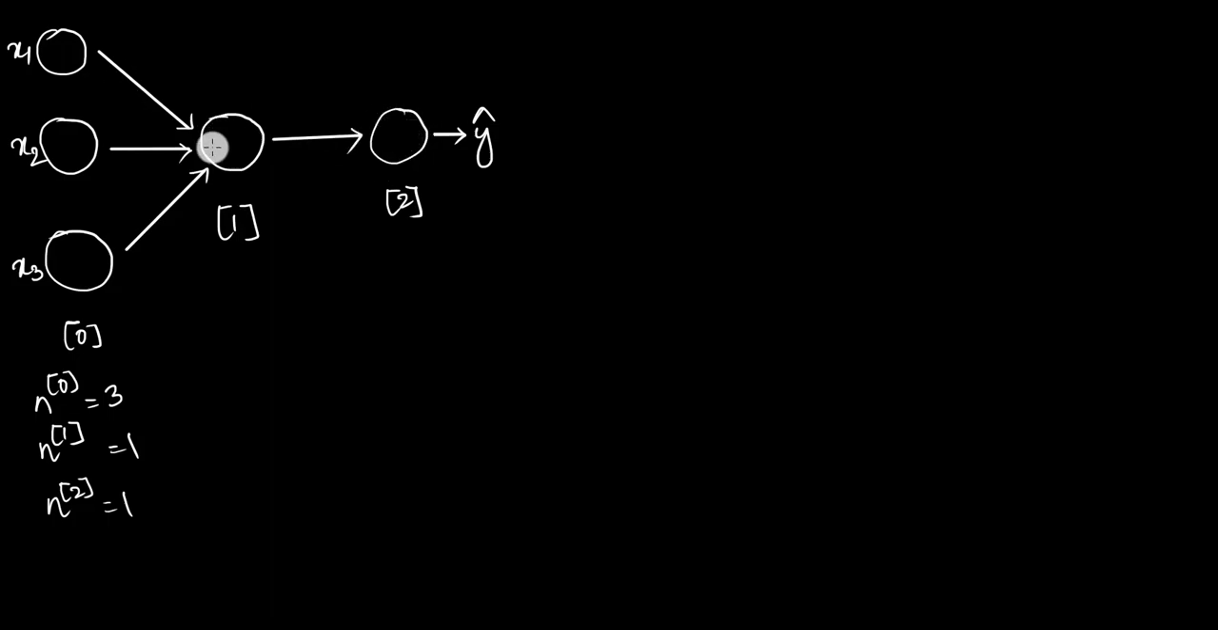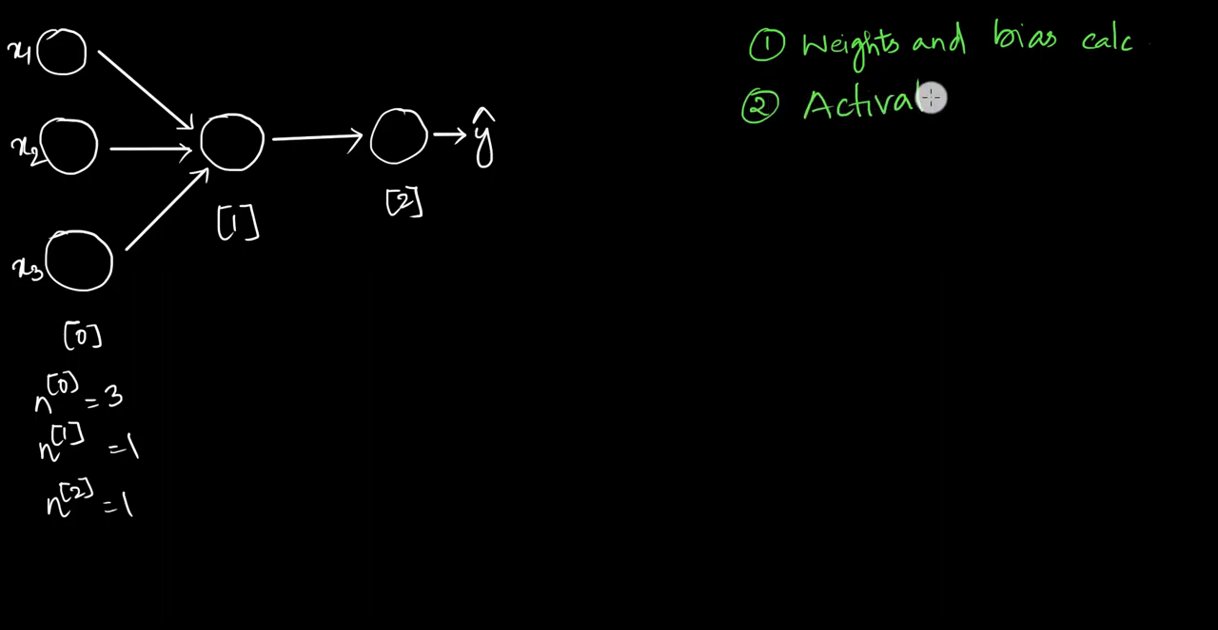Now let us see how calculations are made inside a neuron. Basically there are two operations that are made in the neuron. The first operation is the weights and bias calculation. This is the first step that will happen, and the second step is the activation function. So every neuron actually processes these two things inside it. First we'll look into the weights and bias calculation.